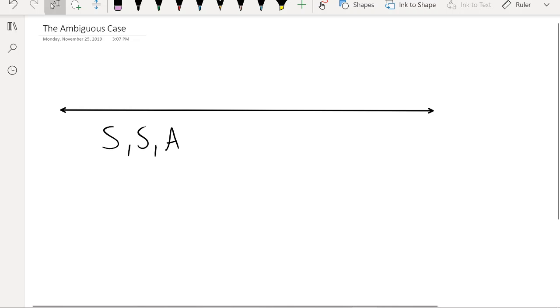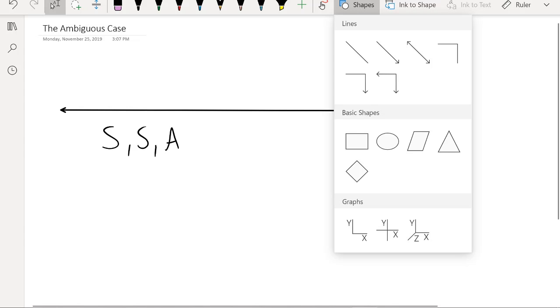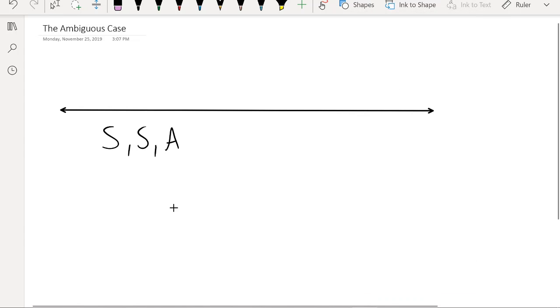Okay, so here's what happens. If we have a line segment, we can have an angle like this, acute, or obtuse. So let's look at our right angle first. If we have a right angle, so it's exactly 90 degrees.